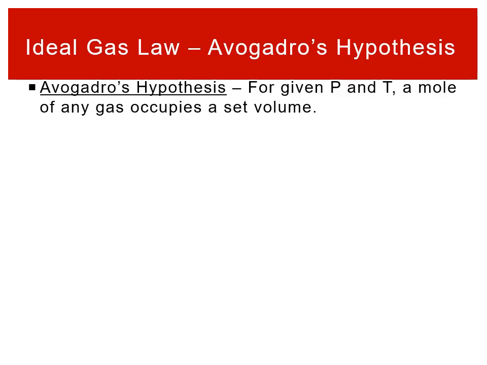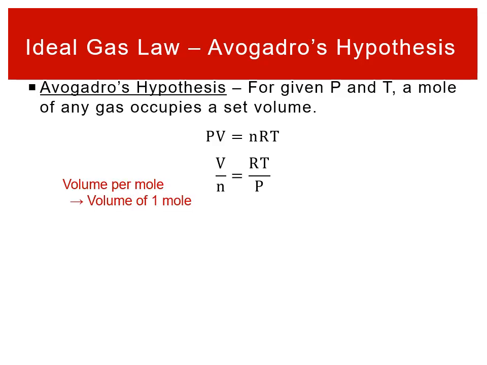So if we want to see this in action, for a given pressure and temperature, a mole occupies a set volume. So what does that look like? Well, this is all still based on the ideal gas law. We're going to look at a couple of different applications, Avogadro's hypothesis being one of them. We start from the ideal gas law, and we can rearrange it to get V divided by n, or V per n, volume per mole. This is what is called our molar volume.